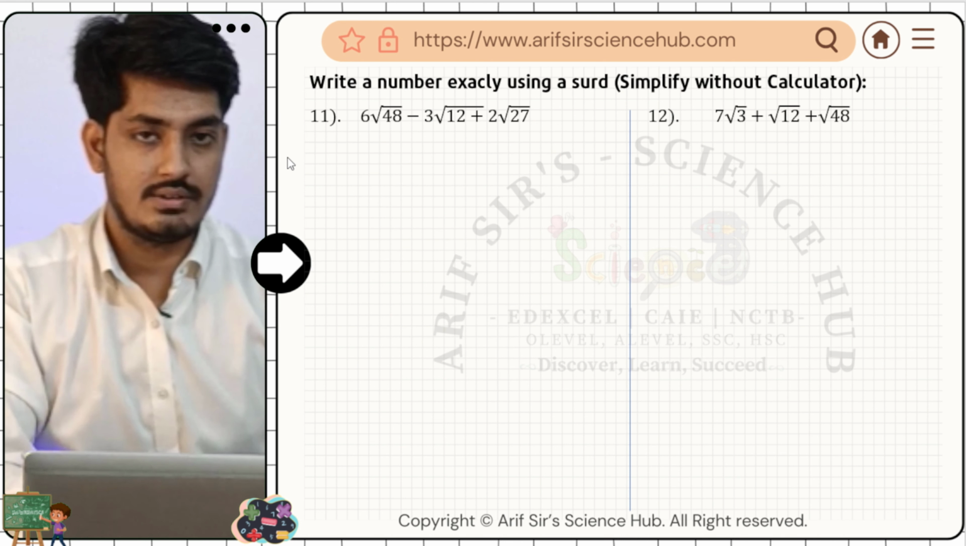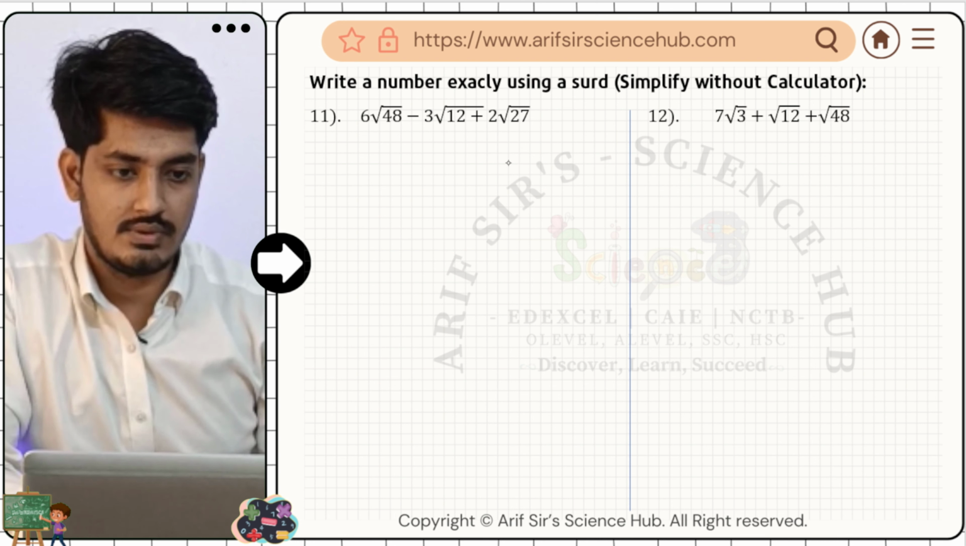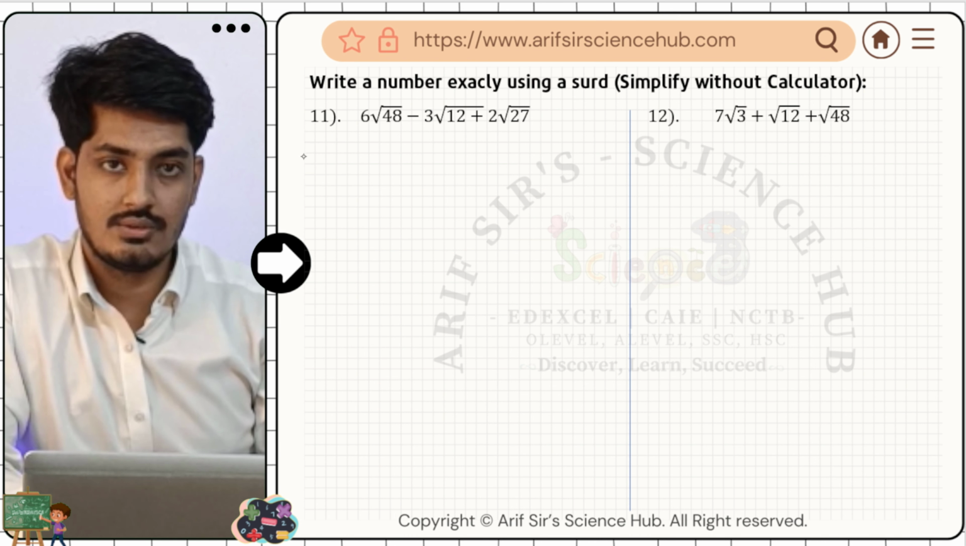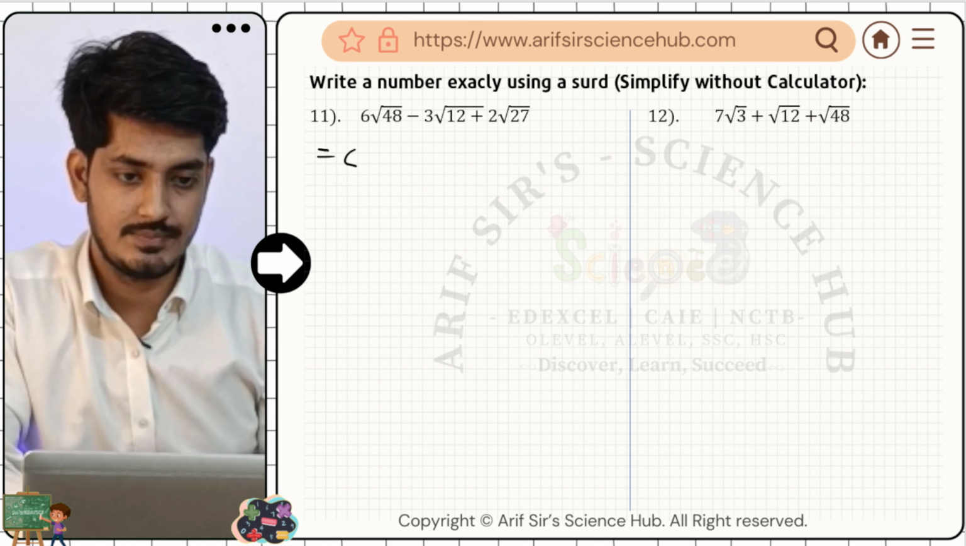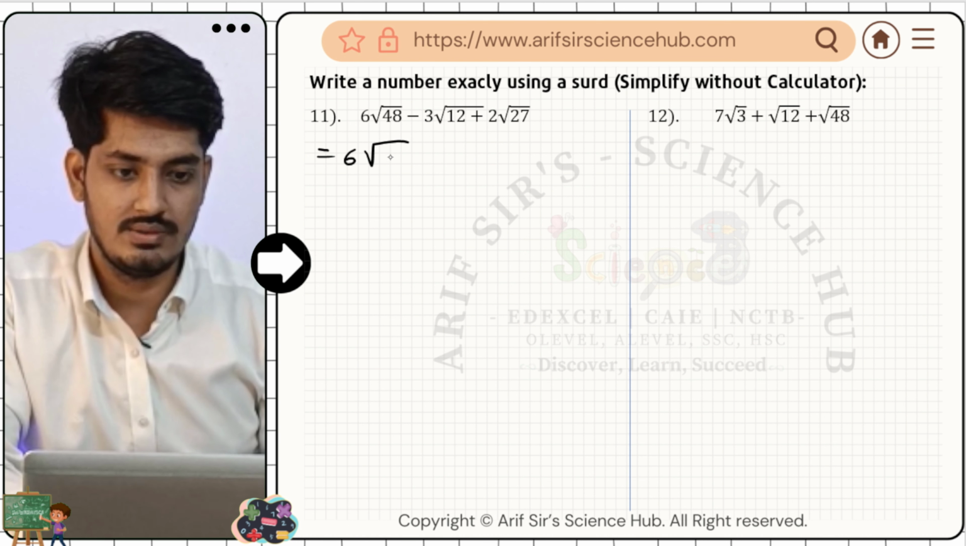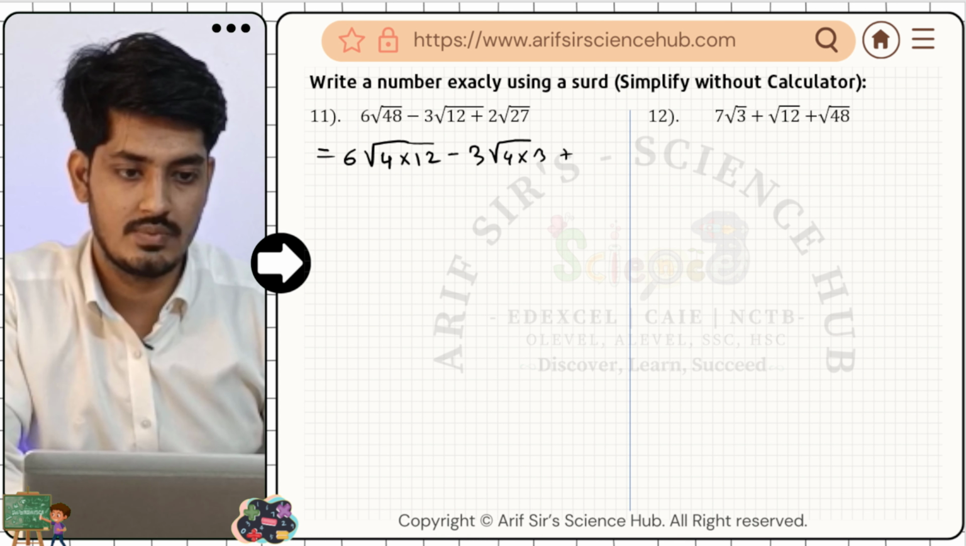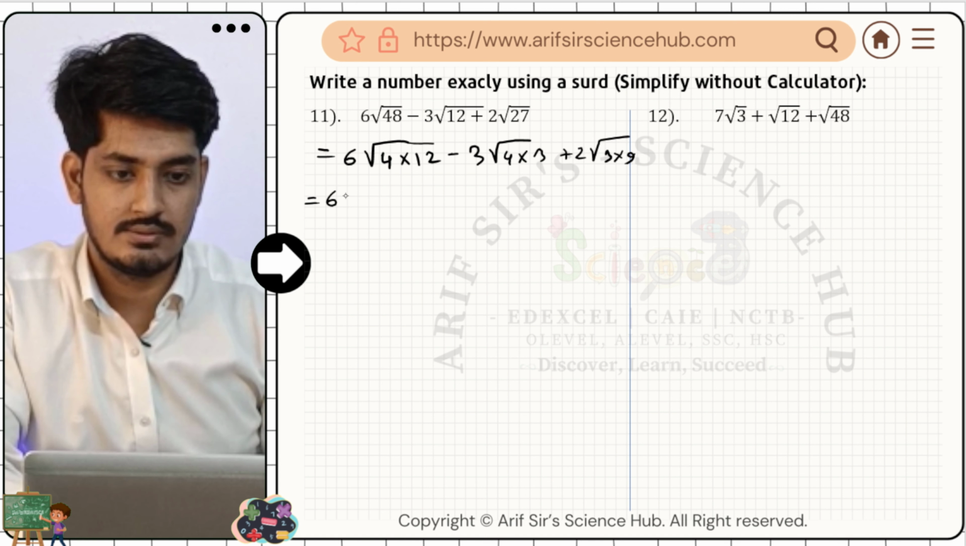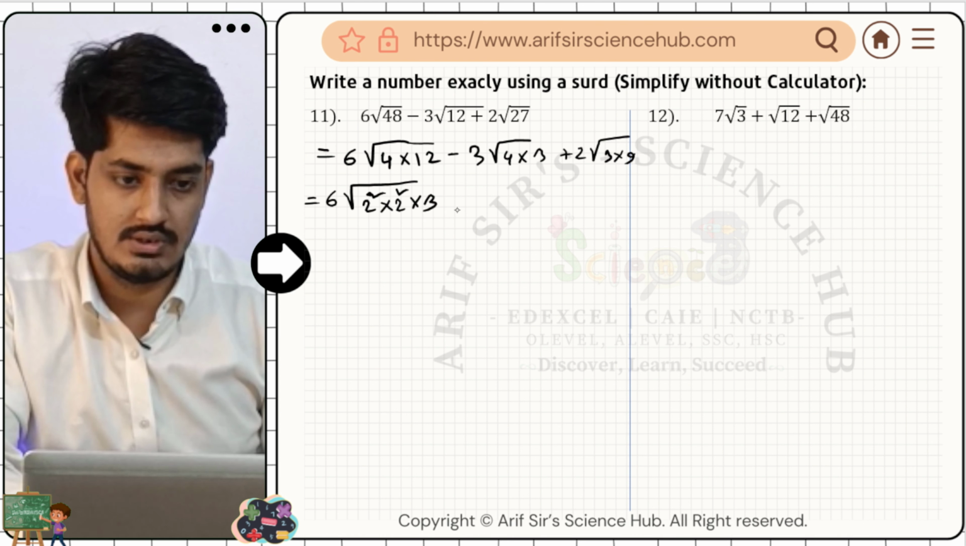Now let's solve the exercise number 11 and 12. So first of all, let's solve exercise number 11. So we can simply solve this. 6 into 48, that means 4 into 12, it should be 48, minus 3 square root 12, that means 4 into 3, plus 2 square root 27, that means 3 into 9. So we can just easily simplify this number, like 2 square into 2 square into 3.